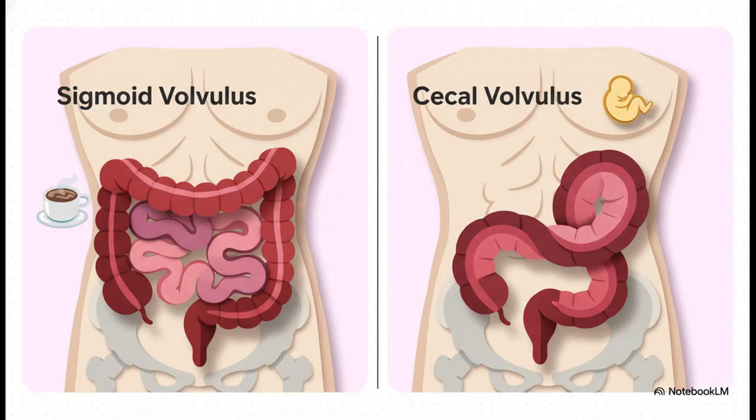Okay, so we've moved from the small bowel. Now let's talk about the large bowel. Here we're talking about volvulus. That's a twisting of the bowel on itself. And let me tell you, this is a true surgical emergency. It's absolutely vital that you can tell the difference between a sigmoid volvulus, which is the more common one, and the much rarer cecal volvulus.